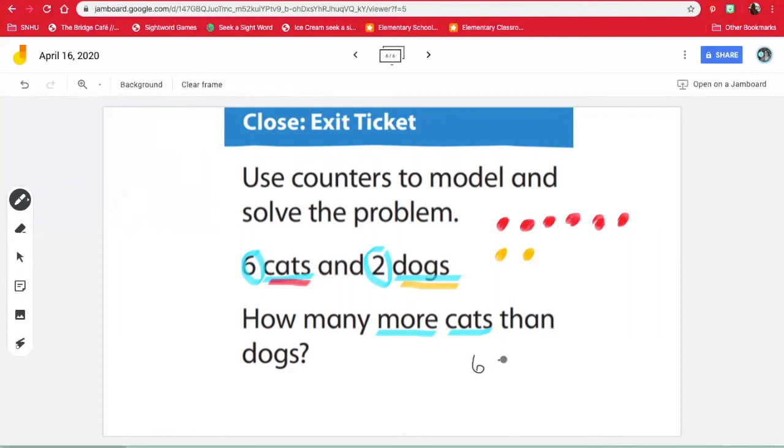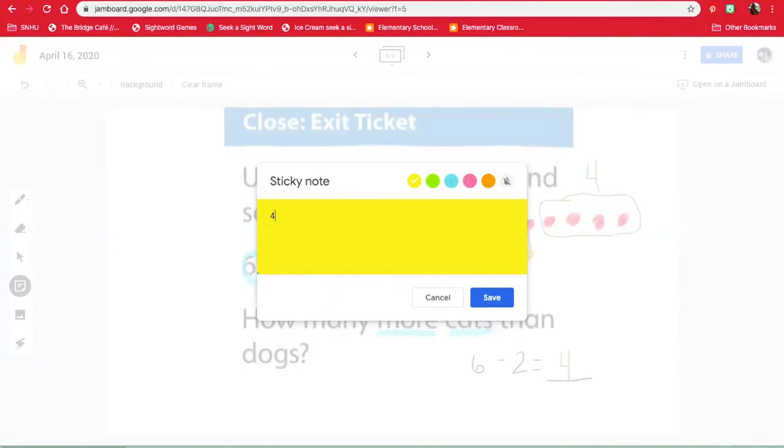6 take away 2 equals blank. So let's take our green marker and match up our cats and dogs. How many cats are left over? 4. So that means that 6 take away 2 is 4. And there are 4 more cats. That is our answer.